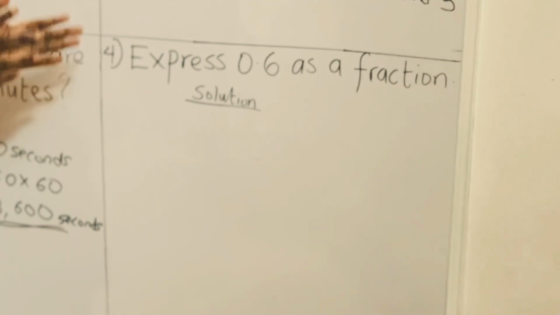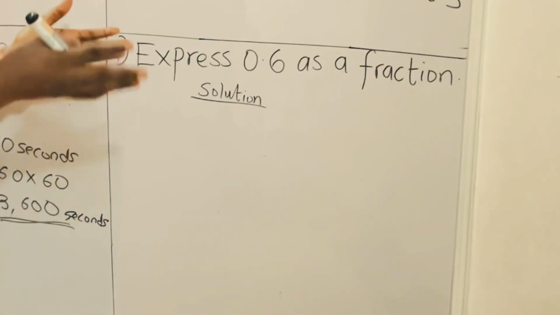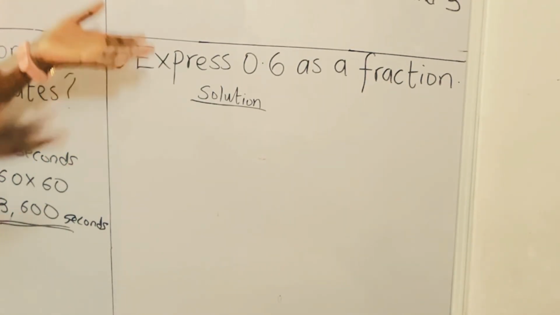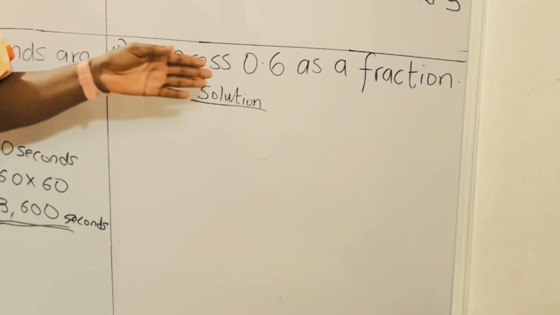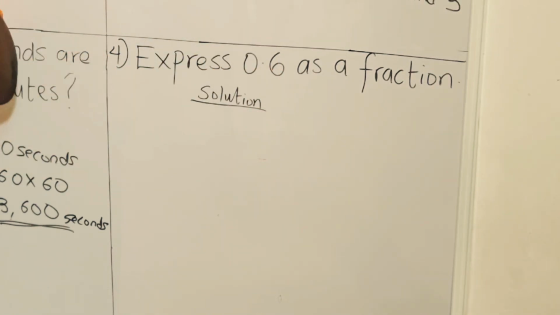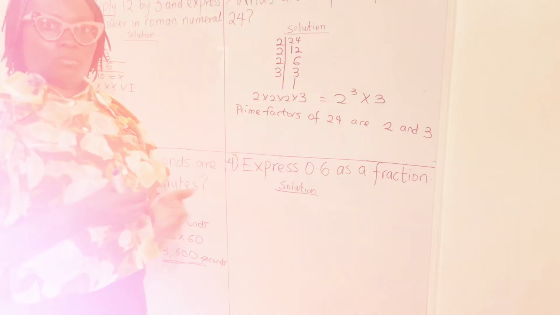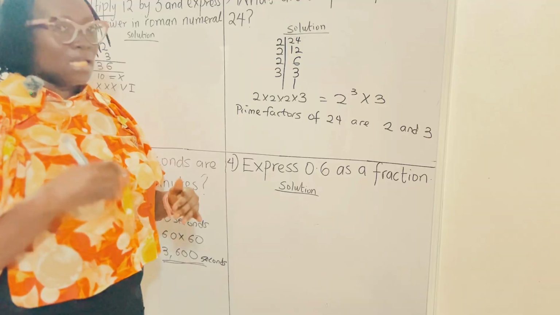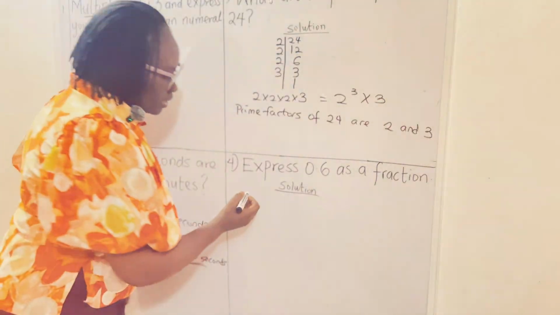The next question says express 0.6 as a fraction. Most children, when you see fraction, decimal, you are scared, but decimal is easy. Just put your mind in what you're doing. Express 0.6 as a fraction. What is a fraction? A fraction is a number that has a numerator and what? A denominator. So we go ahead.